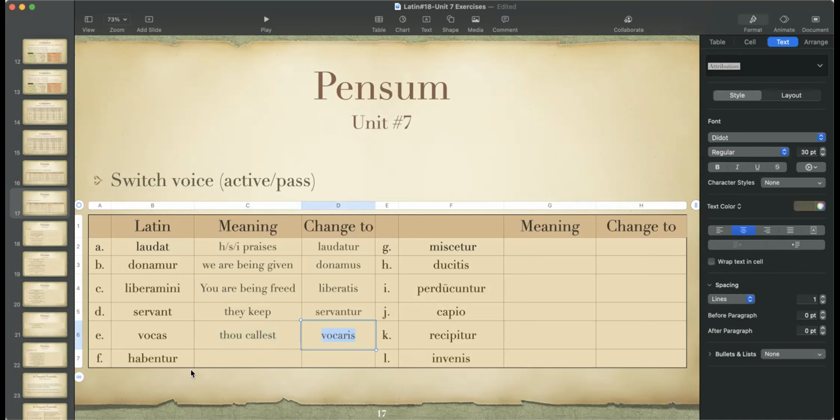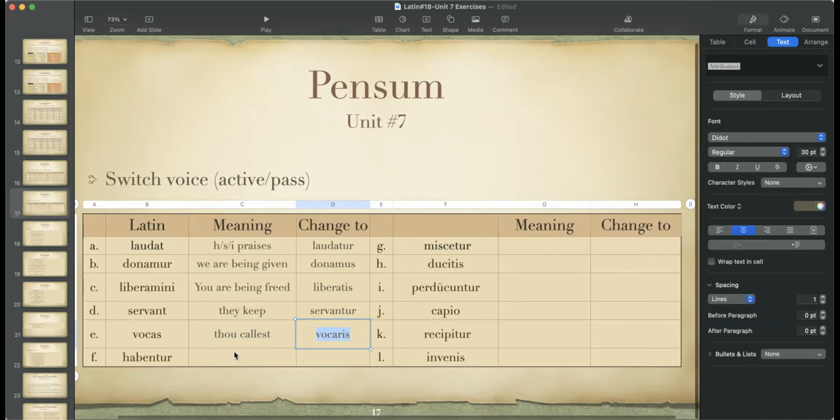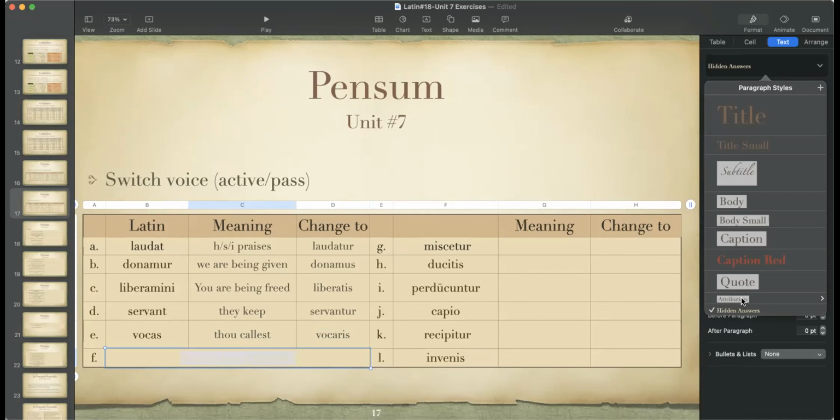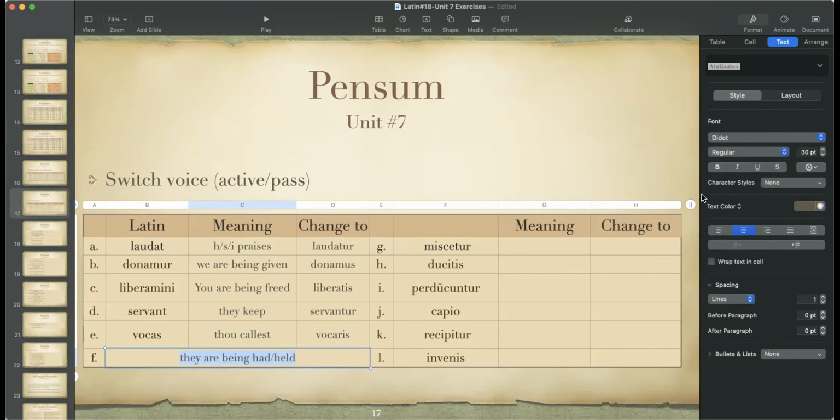Habentur. They are being had. Unfortunately, English being the language it is, even Latin has double meanings. When we see they are being had, yeah, exactly, like suckers. Really, a better translation might be they are being held, because habeo and habere means to have, to hold, to possess in that sense, as opposed to suckers.